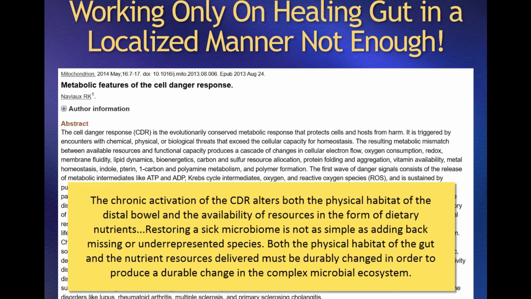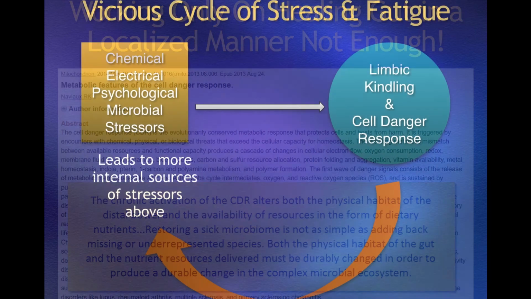He's saying it's not enough. Restoring a sick microbiome is not as simple as adding back missing or underrepresented species. Both the physical habitat of the gut and the nutrient resources delivered, which is controlled by the mitochondria in the cells, must be durably changed in order to produce a durable change in the complex microbial ecosystem, which means you can't correct a gut just by working on the gut alone. You need to address mitochondrial dysfunction, and you need to get the mitochondria back out of the cell danger response.